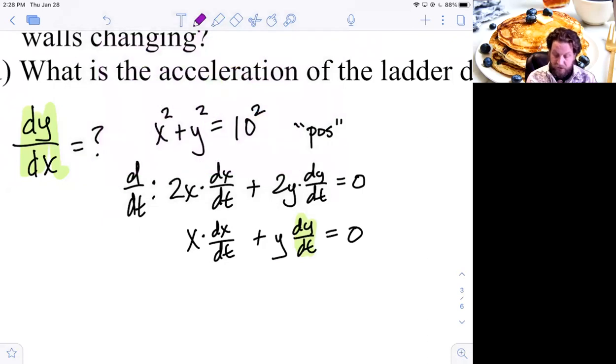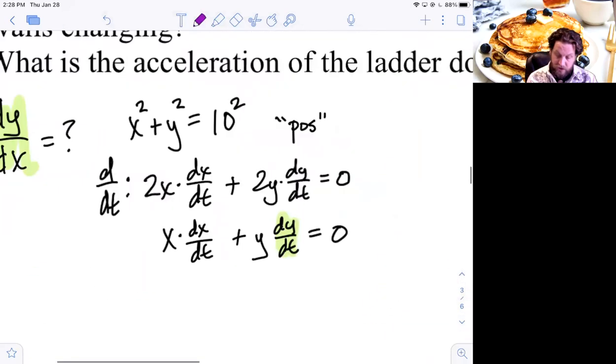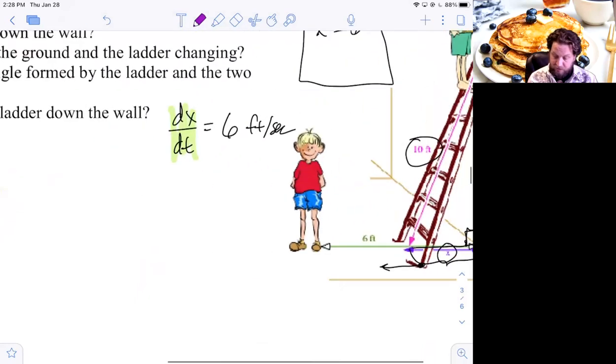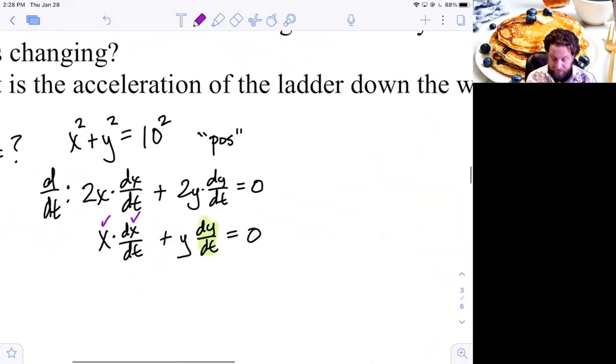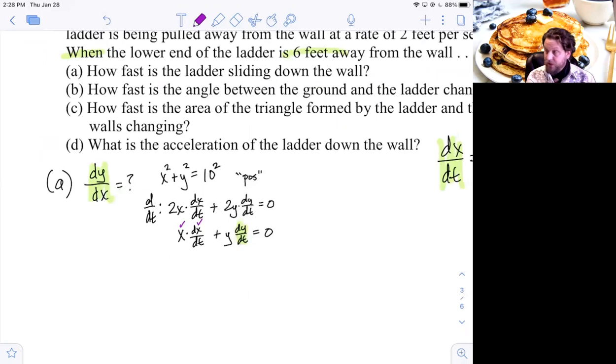Do I know x at the moment? At the moment, it's 6, right? So I know that. Do I know dx dt at the moment? Yes, I labeled that as positive 6. Do I know y at the moment? I do not. Bummer. I guess I'm done for, huh? No. All you got to do is use the position equation, right? When x equals 6, we get 6 squared plus y squared equals 10 squared. Now, you can either finish doing this.